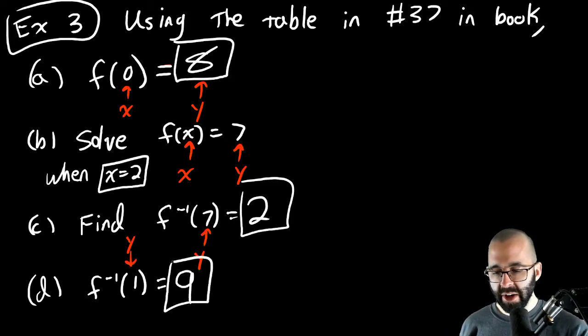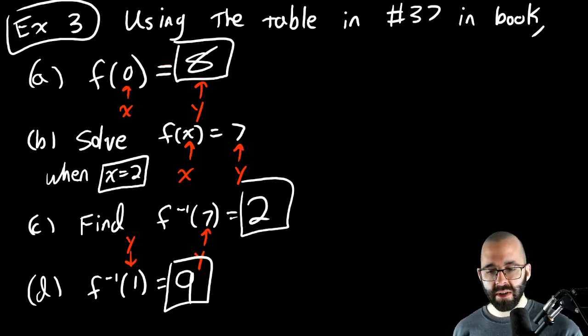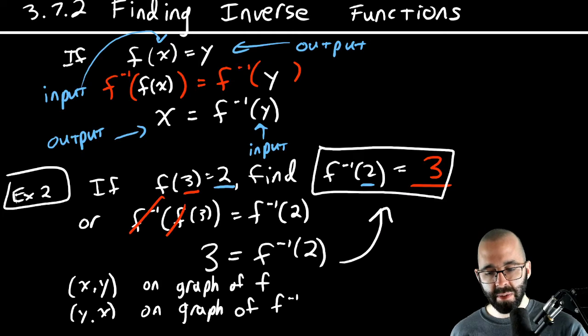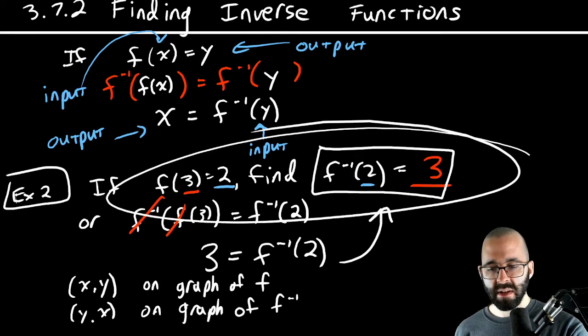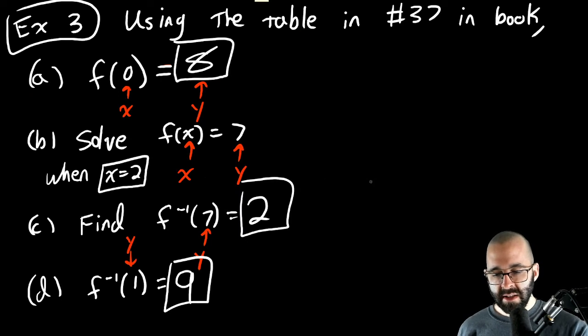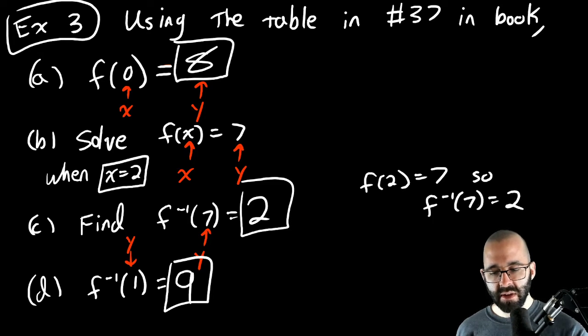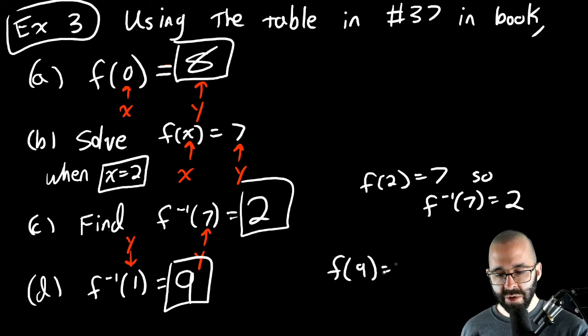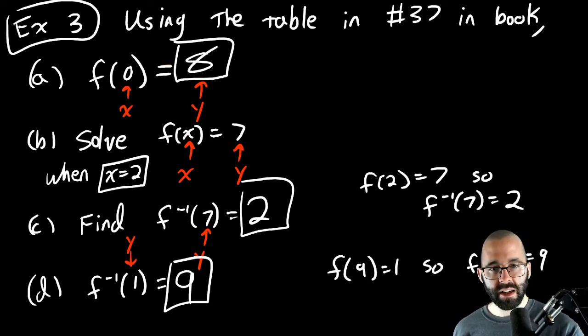That's how you can evaluate inverse functions, even if you don't know the inverse function, as long as you just have a table. In fact, this right here is exactly what we did in the last example. In part C, f of 2 equals 7, so f inverse of 7 equals 2. That's what we did in C. In D, we said f of 9 equals 1, so f inverse of 1 equals 9.